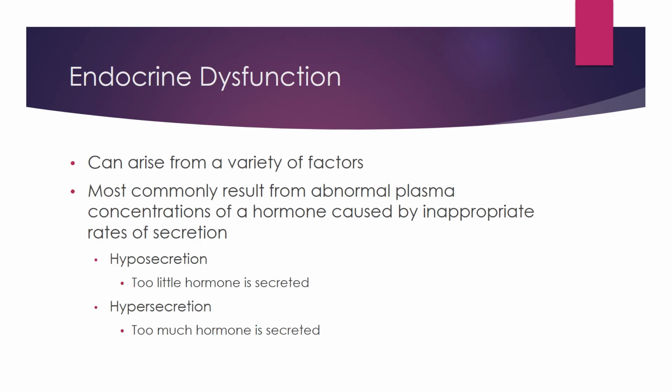However, we can have problems that occur, and so this is called dysfunction of the endocrine system, and these can be due to a number of different factors. There's no one set way, and also this can have one where it stimulates like this cascade where it continues to affect more and more hormones. And so the most common result from abnormal plasma concentrations of hormones are due to inappropriate rates. So there's two main rates. We have hyposecretion, which is too little hormone, and then hypersecretion, which is too much hormone.